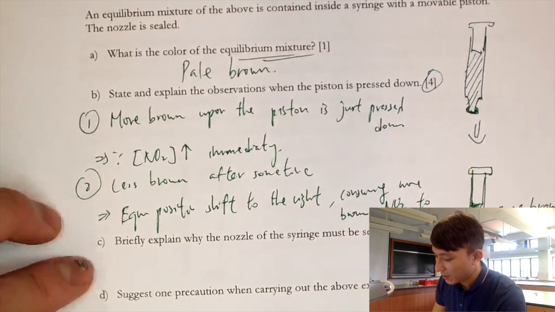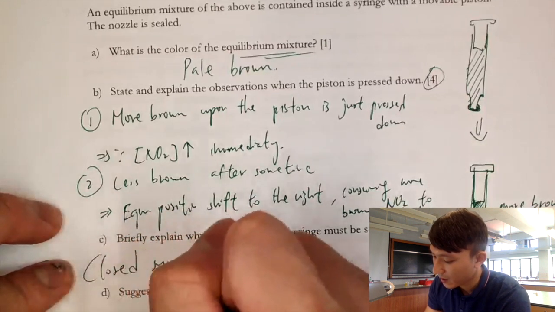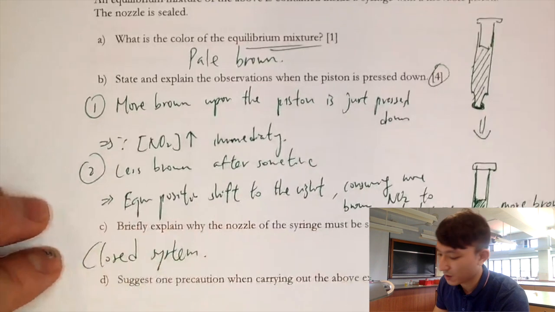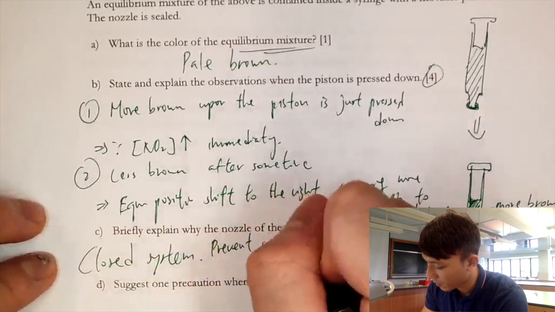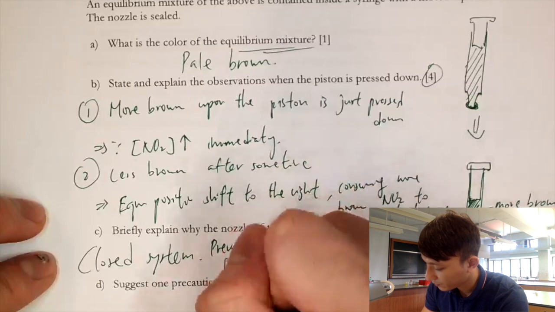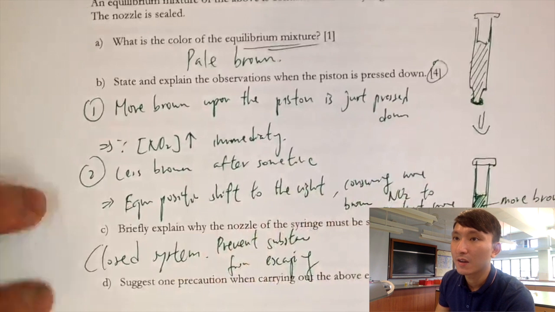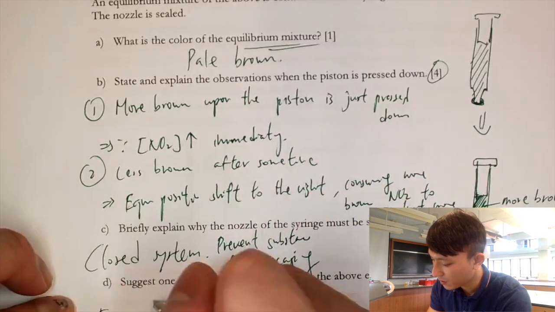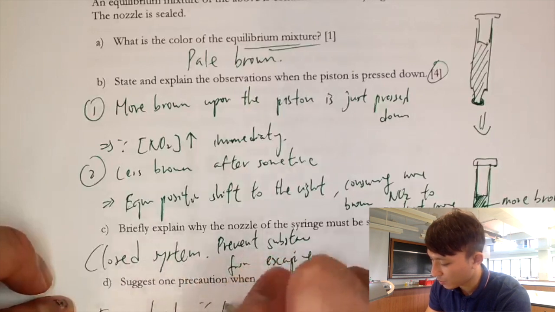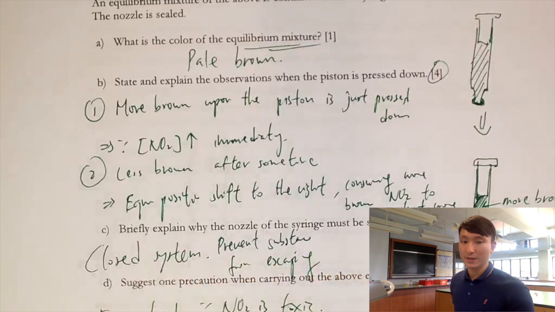Okay, part C, why must the nozzle be sealed? So we need to have a closed system, to prevent substances from escaping. All right. So just one precaution, of course, work in the fume cupboard, fume hood, because NO2 is toxic. Okay, so that's the idea.